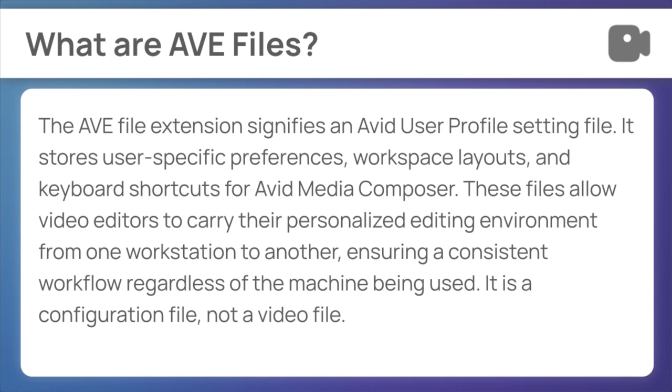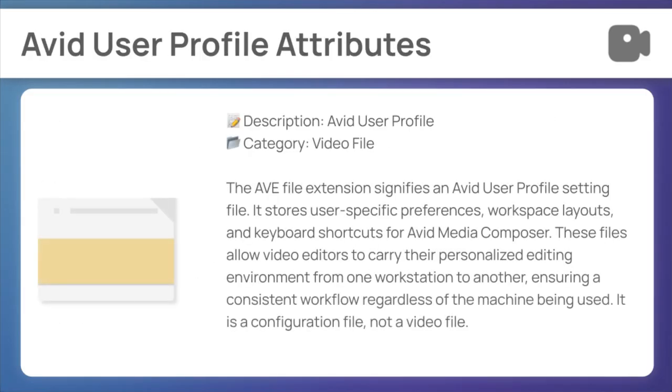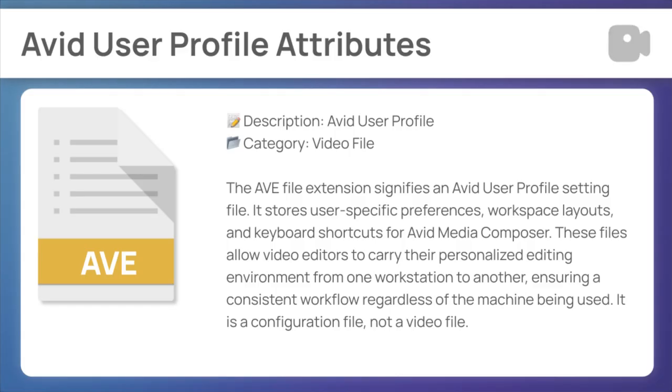The AVE file extension signifies an Avid User Profile setting file. It stores user-specific preferences, workspace layouts, and keyboard shortcuts for Avid Media Composer. These files allow video editors to carry their personalized editing environment from one workstation to another, ensuring a consistent workflow regardless of the machine being used. It is a configuration file, not a video file.